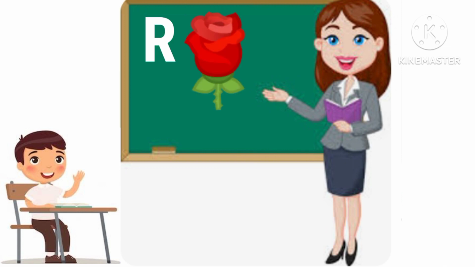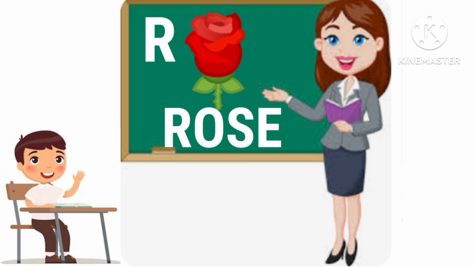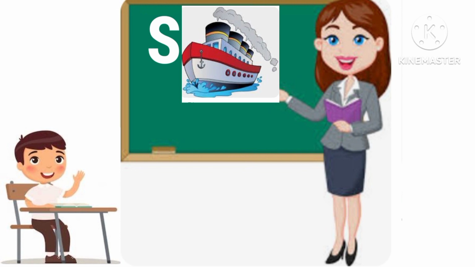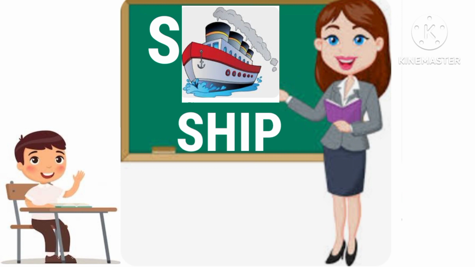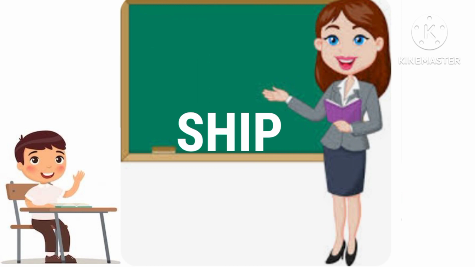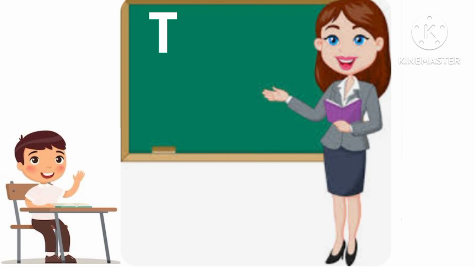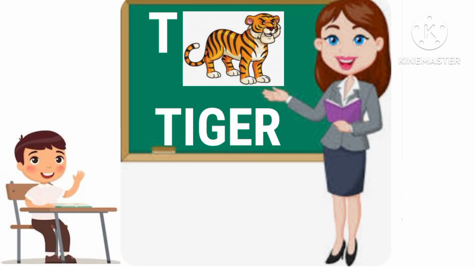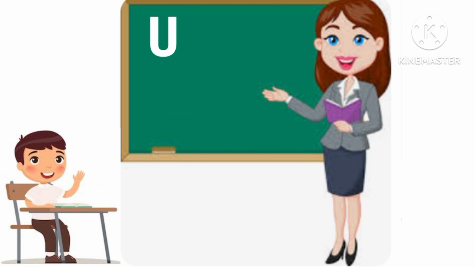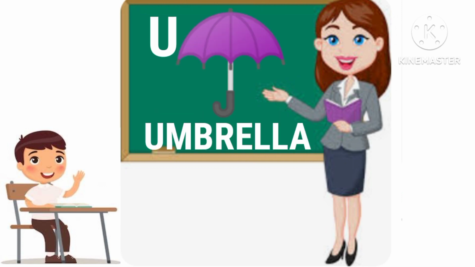R for rose. R for rose. S for ship. S for ship. T for tiger. T for tiger. U for umbrella. U for umbrella.